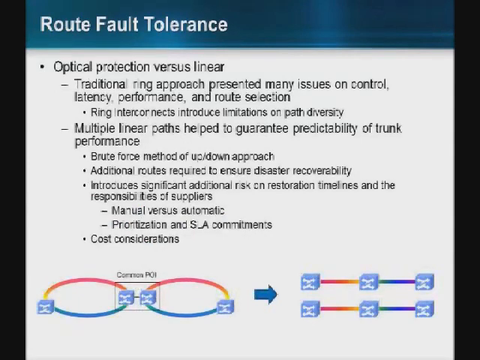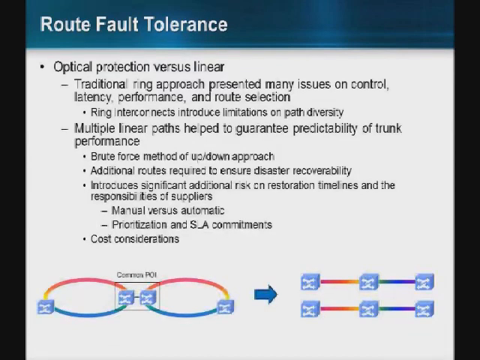So from a trunking standpoint, we've seen the migration of fault tolerance go from traditional optical protection, where optical protection was provided by the service provider. The issues with this are lack of control on backup routes and the latency impact that you may have on a backup path, as well as ring interconnects. So interconnects between systems tend to create a common point of interconnect and a single point of failure.